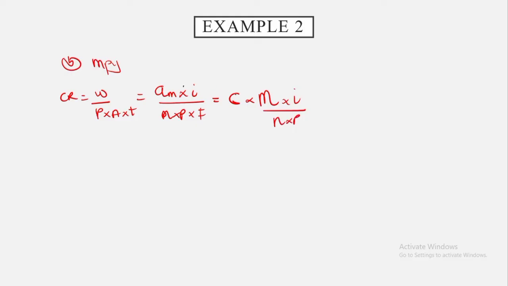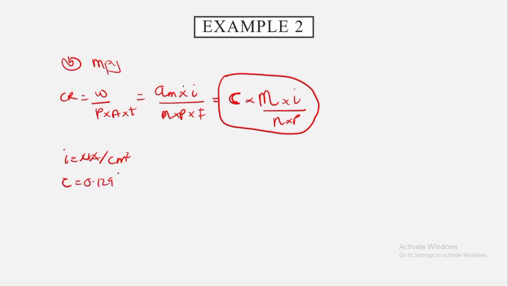Now with this, I'm going to show you how you can use this. Very simple. Now I told you that this C is a constant, right? For you to use this formula, there are conditions for you to establish. First, you must make sure that the I is in microamps per centimeter squared. And secondly, when it is in microamps per centimeter squared, the C, which is a constant, becomes 0.129. Very simple. So how do you convert any given corrosion current density into microamps per centimeter squared?